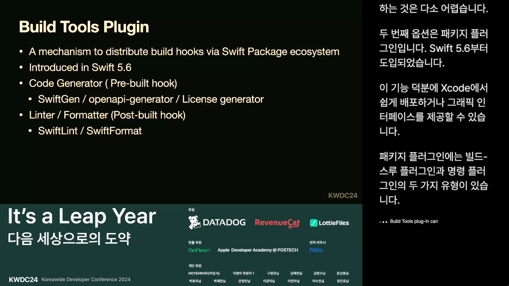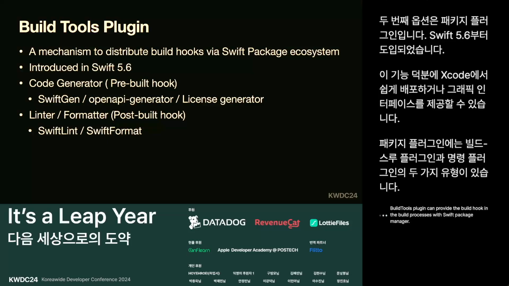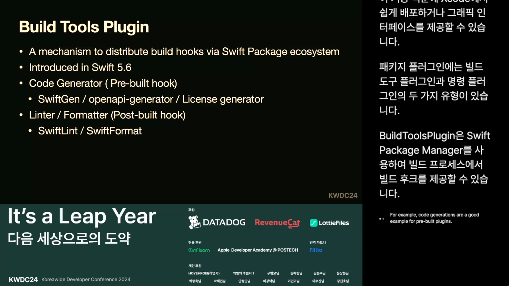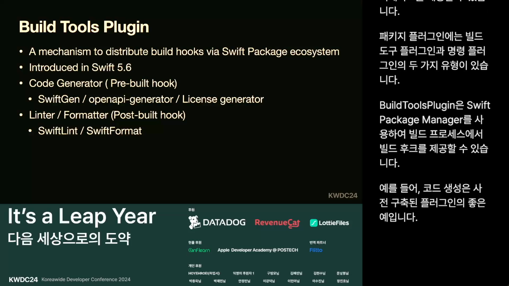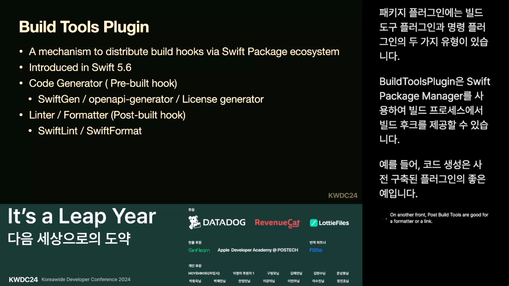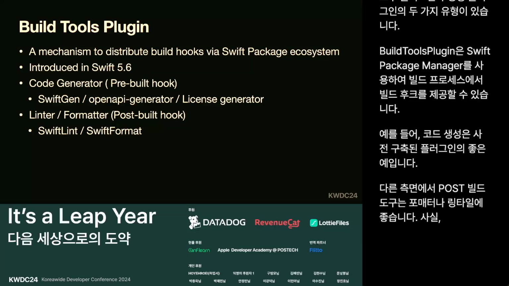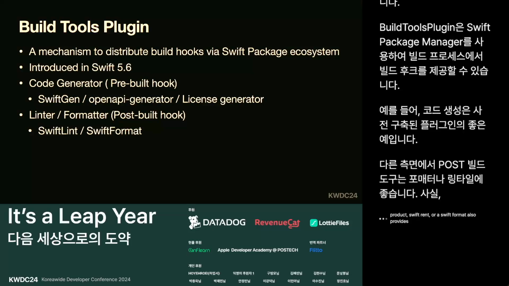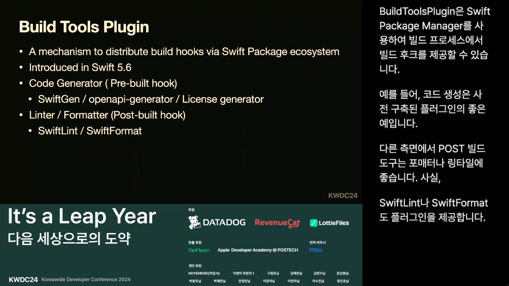Build tool plugin can provide a build hook in the build processes with Swift Package Manager. For example, code generation is a good example for pre-build plugins. On another front, post-build tools are good for formatters or linters. In fact, SwiftLint or SwiftFormat also provide plugins.